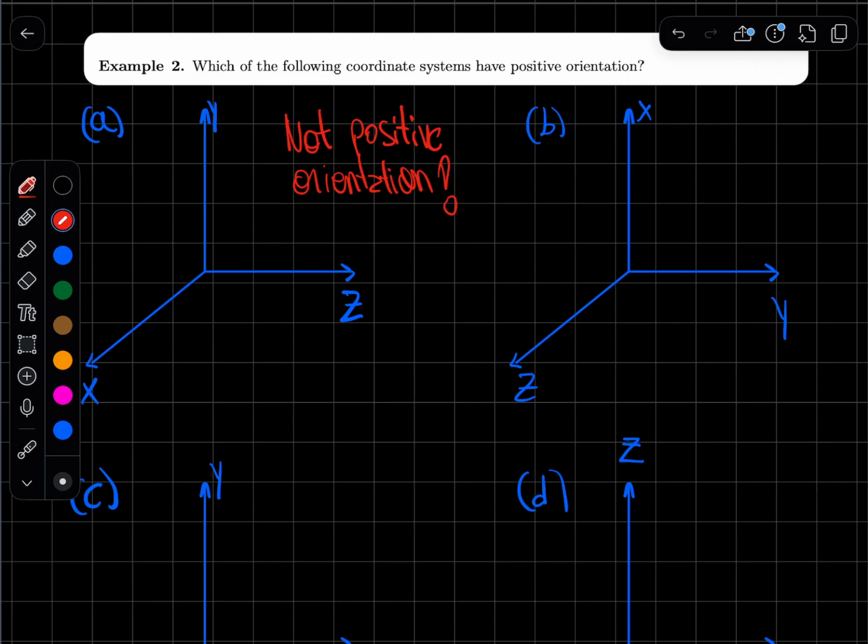Now for B. Thumb on the z-axis, index finger of right hand on, so this should be your thumb, and your index finger towards the x-axis. If you curl your index finger in, right, towards the palm of your hand, you'll be curling it that way. And that's not the positive direction of the y-axis, right? So that's also not positive orientation. Okay?